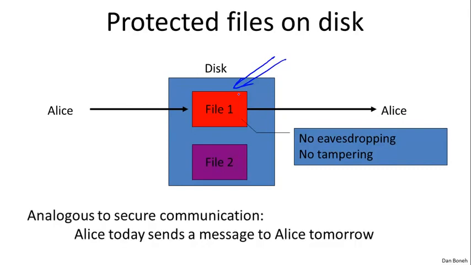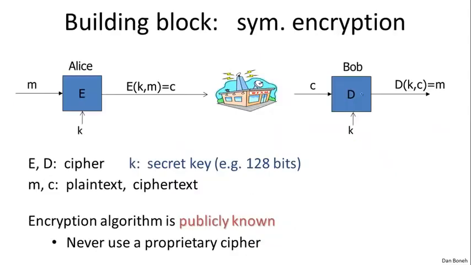Now, I want to make a minor philosophical point that in fact storing encrypted files on disk is very much the same as protecting communication between Alice and Bob. In particular, when you store files on disk, it's basically Alice who stores a file today and wants to read the file tomorrow. So rather than communicating between two parties, Alice and Bob, in the case of stored disk encryption, it's Alice today who's communicating with Alice tomorrow. But really the two scenarios, secure communications and secure files, are kind of philosophically the same.